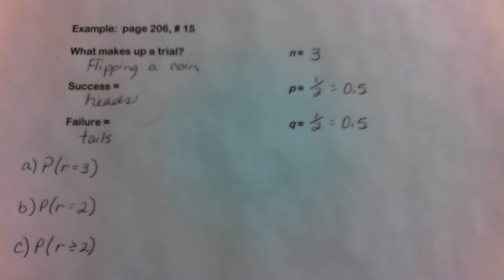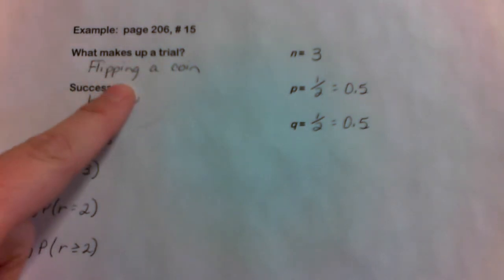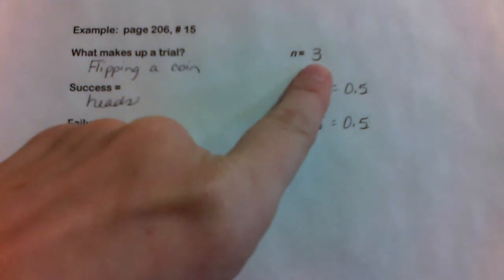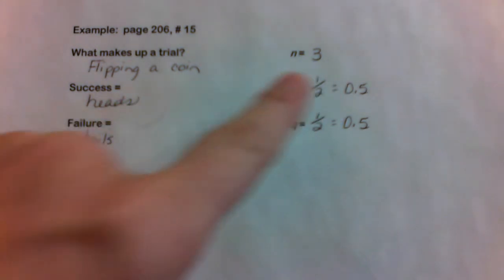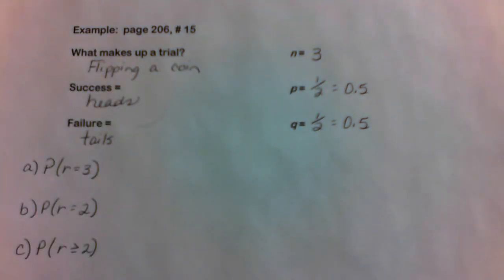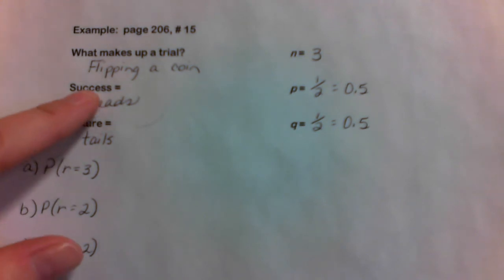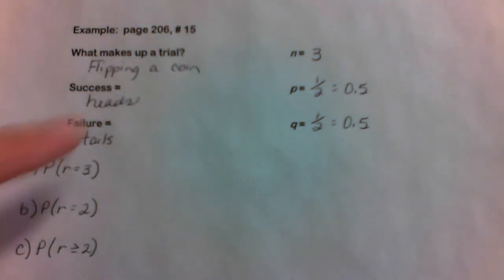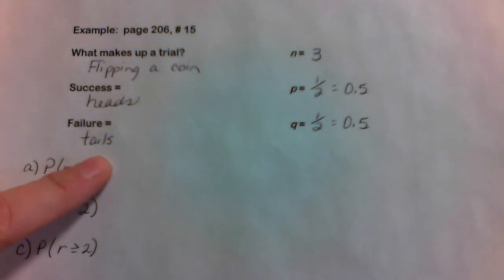So page 206, number 15, it reads, a fair coin is flipped 3 times. So what is the trial? Each flip of the coin. How many coins are they flipping? 3. So that's where we came up with the trial and how many coins we're flipping. Then it says, find the probability of getting exactly 3 heads. All right, so since it wants us to find the probability of getting 3 heads, I've defined success as heads, which means failure as tails.